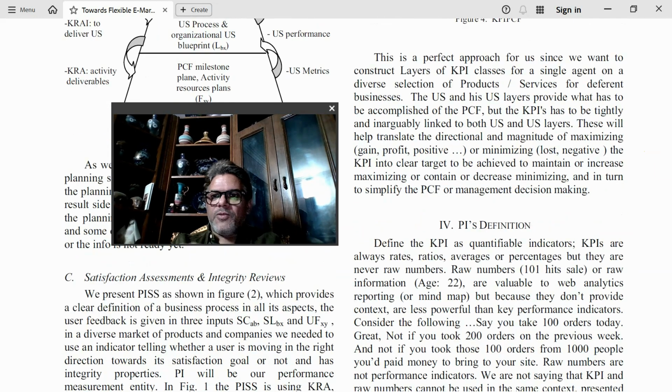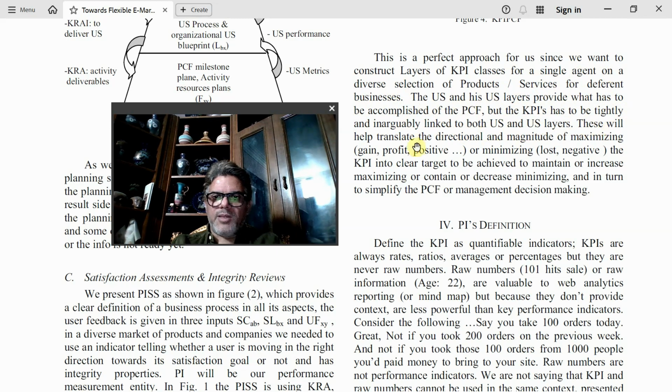This is a perfect approach for us since we want to construct layers of KPI classes for a single agent on a diverse selection of products/services for different businesses. The user satisfaction layer provides what has to be accomplished of the process classification framework, but the KPIs have to be tightly and arguably linked to both user satisfaction and user satisfaction layers.